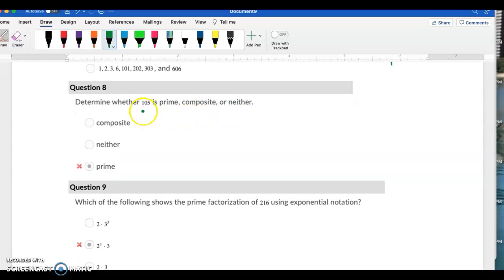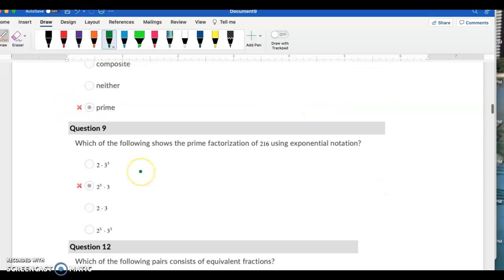And how do we determine if something is prime, composite, or neither? Well, a prime number only would have the factors of 1 and itself, 105. So this one is definitely not a prime number because it ends in 5, so it's going to be divisible by something else. So then let me know if that's composite or neither.